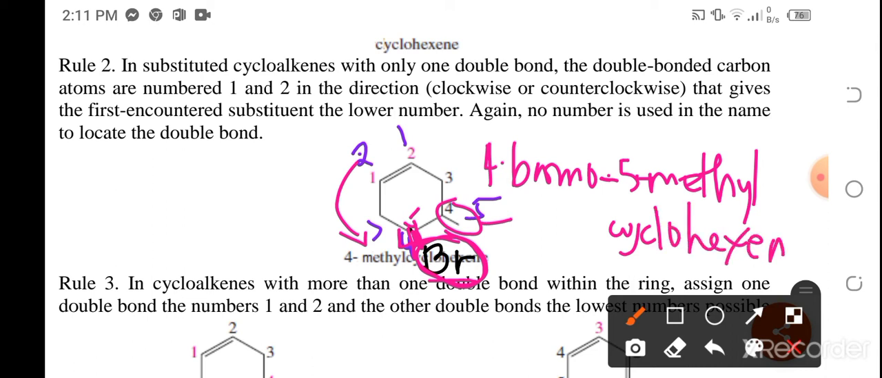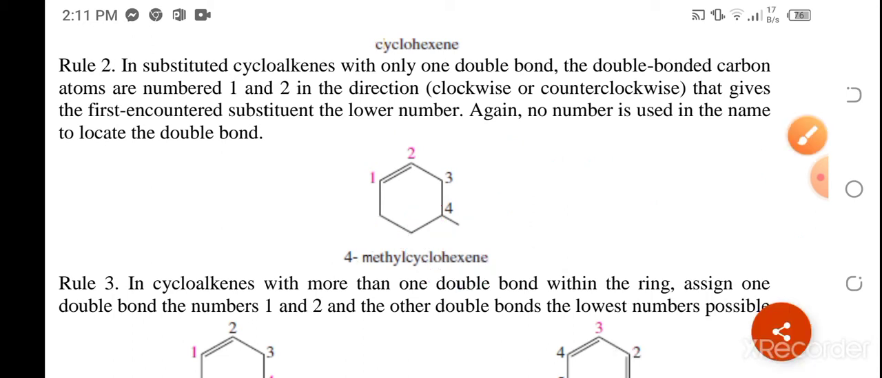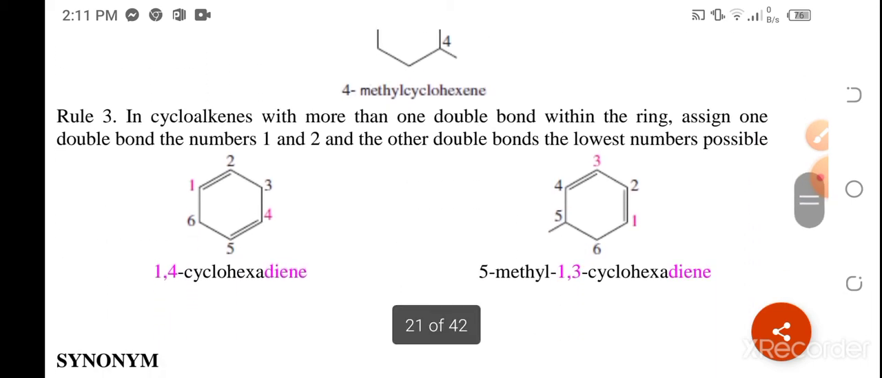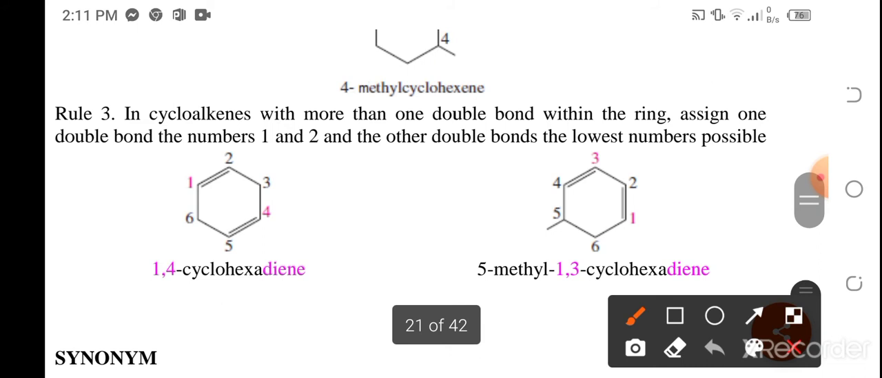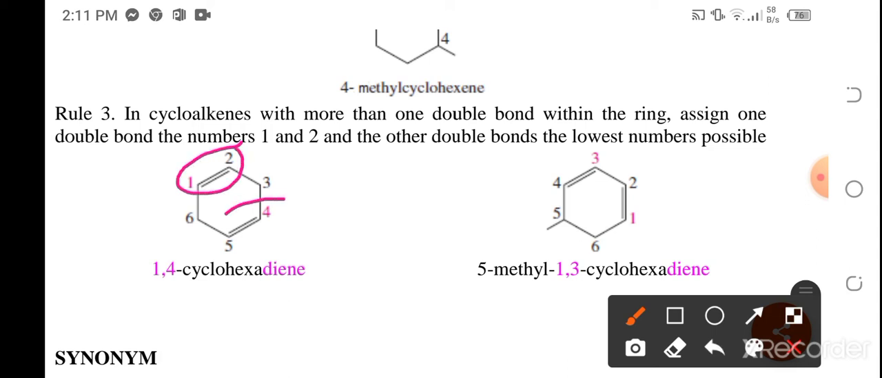Okay. Kapag meron lang namang other substituent. Okay, so that's it. But for this case, it is 4-methyl cyclohexene. Now, what if there are 2 or more double bonds? Okay, so we are going to indicate now the position of the double bond. So for this case, it would be on carbon 1 and 2, 3 and 4.